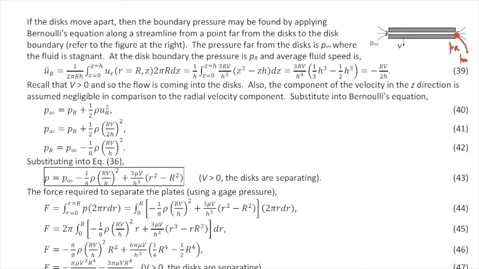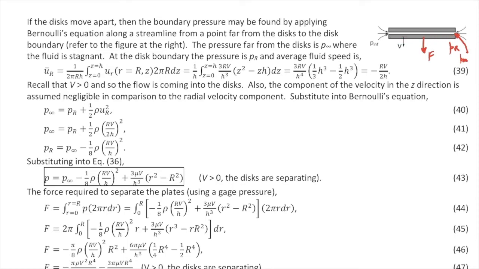And you can see here, just by the way, note that V is greater than 0 here, because the discs are separating. And you can see that the pressure is below atmospheric pressure. It's below the P infinity for the entire length, because of this term, there's a negative here, so that'll drop it below P infinity. And in this one, little r is smaller than capital R, so this whole term will be negative. So you can see the pressure in the gap is going to be less than atmospheric pressure everywhere, which means that you have to apply a force downward to separate the discs.